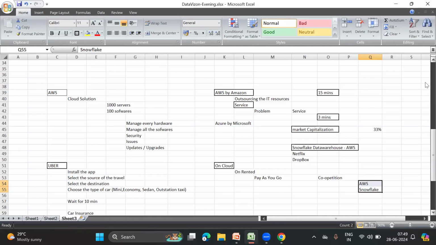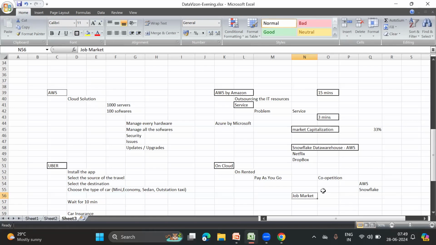So in the job market as well, if we go to the job market, you can see that if 33%, if every third company is using AWS, then getting a job in AWS is going to give you more edge. You can see that there are a lot of companies who are using AWS. So you have better chances to get a job in AWS as compared to Azure.